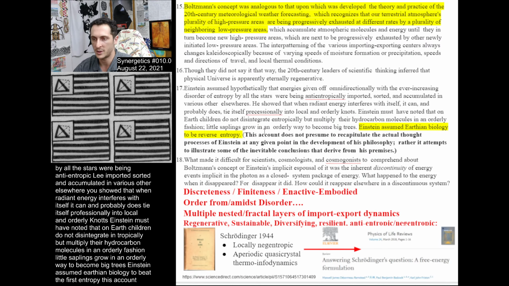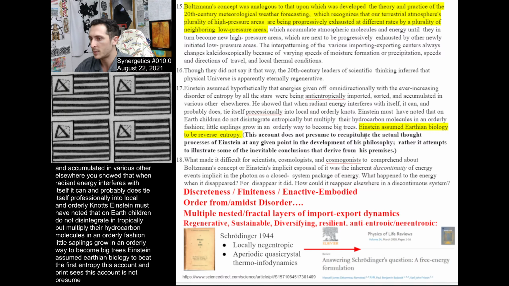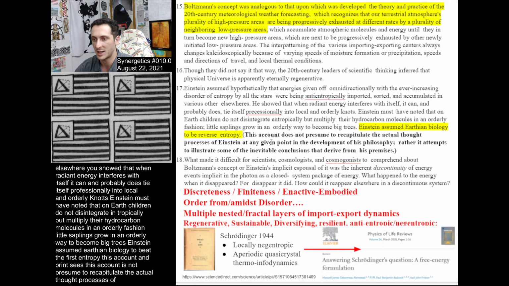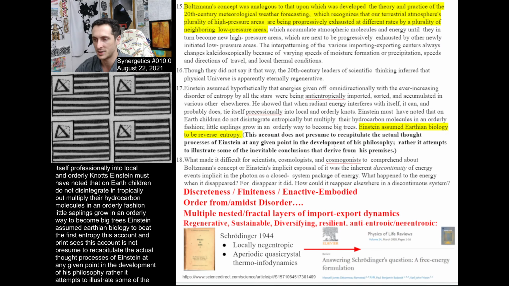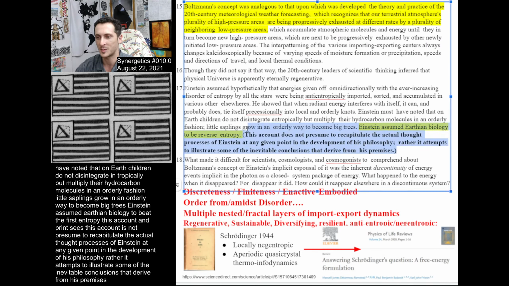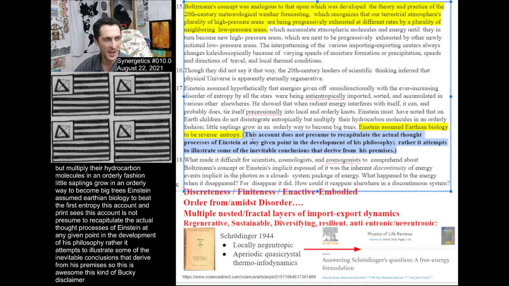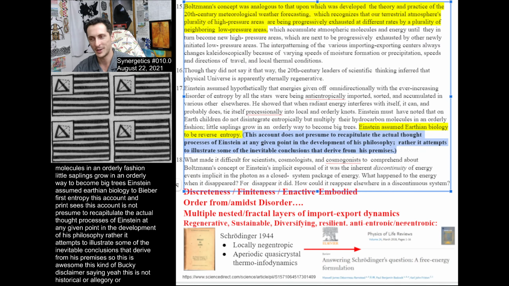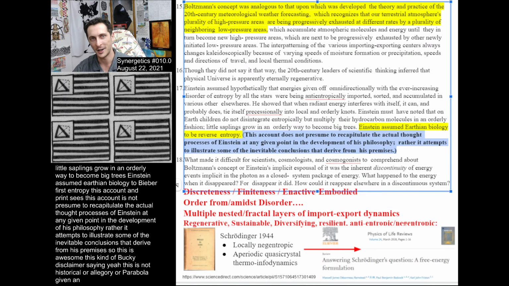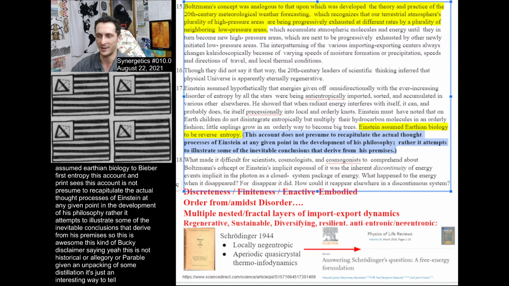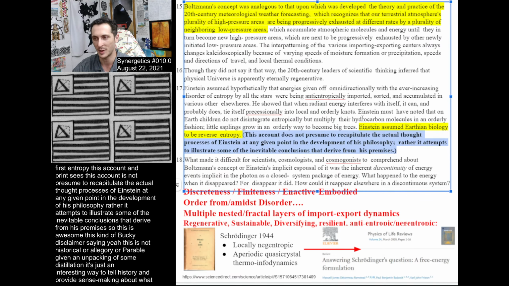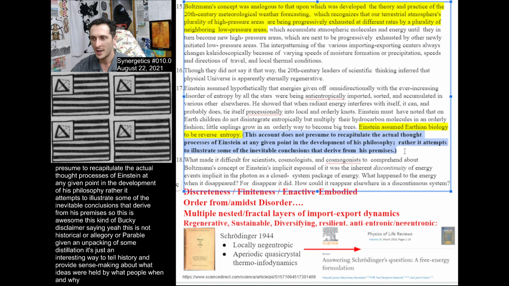This account does not presume to recapitulate the actual thought processes of Einstein at any given point in the development of his philosophy. Rather, it attempts to illustrate some of the inevitable conclusions that derive from his premises. So this is awesome, this kind of Bucky disclaimer saying, yeah, this is historical fiction or allegory or parable given an unpacking of some distillation. It's just an interesting way to tell history and provide sense making about what ideas were held by what people when, and why.